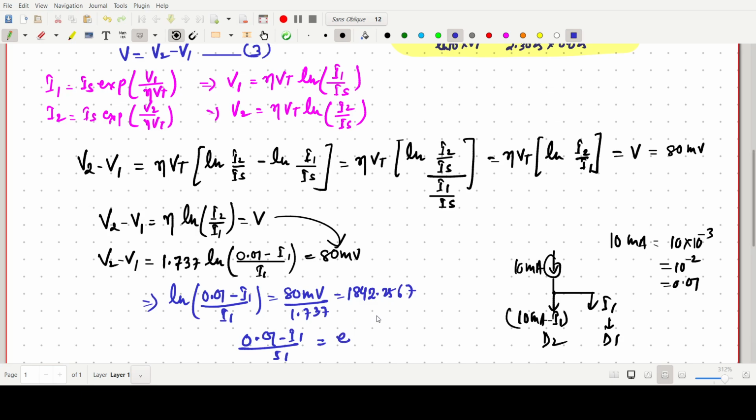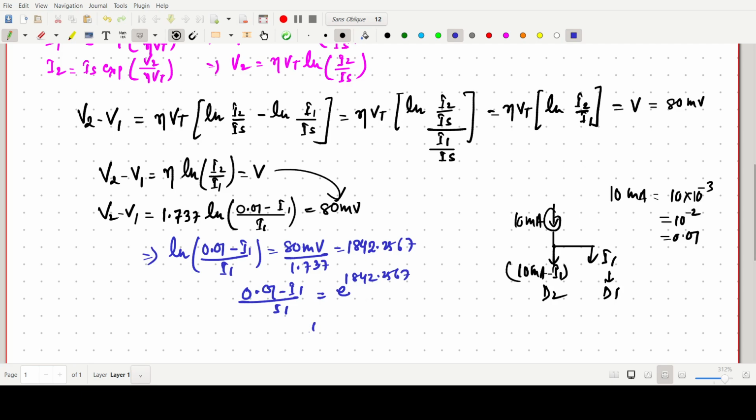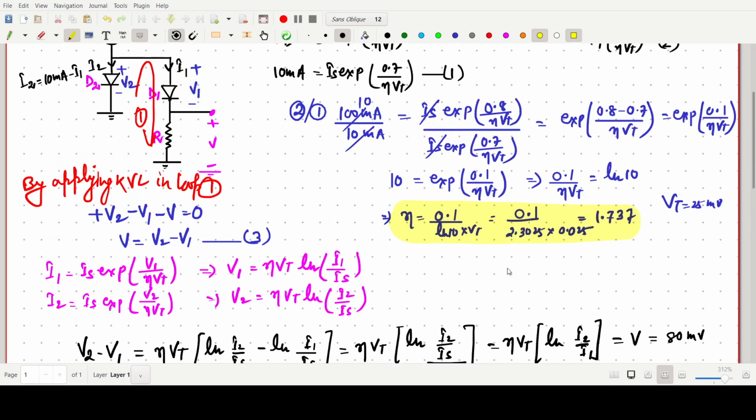Then 0.01 minus I1, as I have already solved, is nearly e to the power of this ln term, 184.2567. If we solve this entire thing through a calculator, I1 will nearly come 1.4 milliampere. Simple calculation, through a calculator you can find. The main equation is V2 minus V1. We have already found everything, so now I1 is known to us.